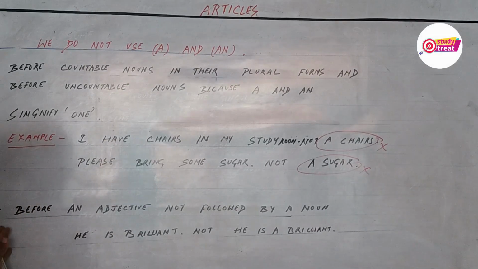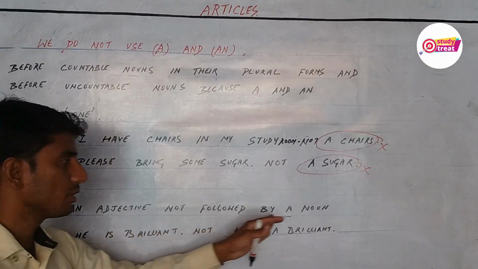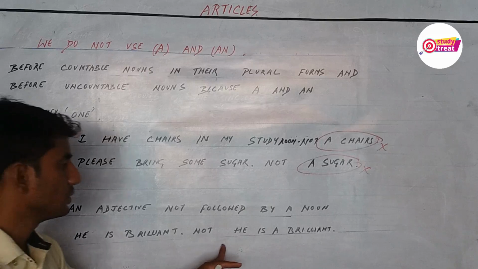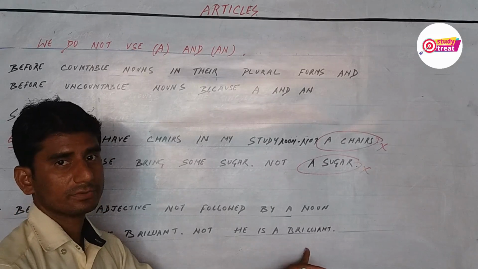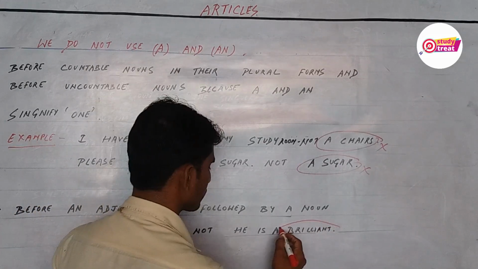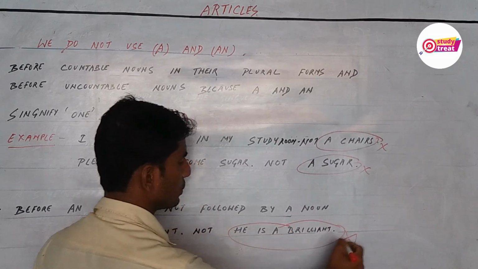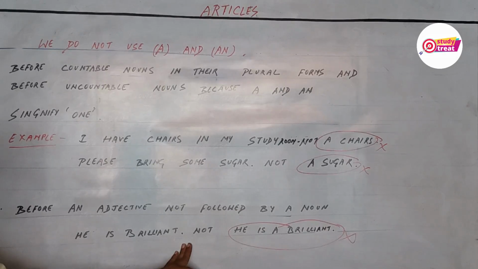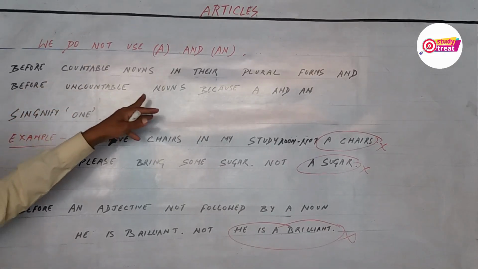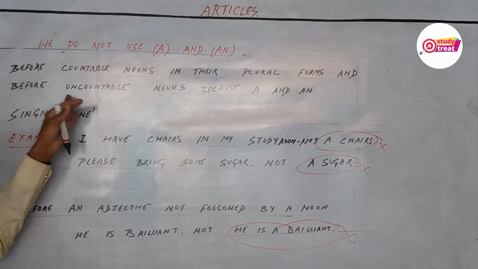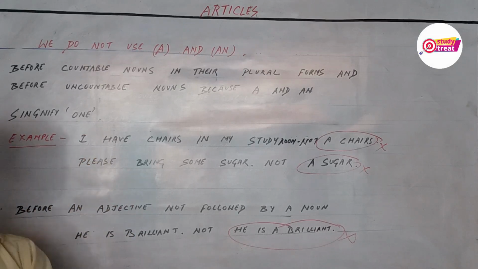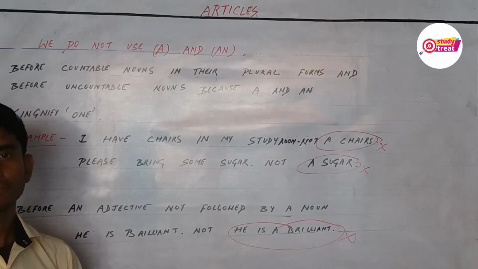Second, before an adjective not followed by a noun. For example, I have written here, he is brilliant, not he is a brilliant. We don't use it. So it is clarified that before countable nouns in the plural form and before uncountable nouns, we don't use a and an, because they signify a singular one. Clear?